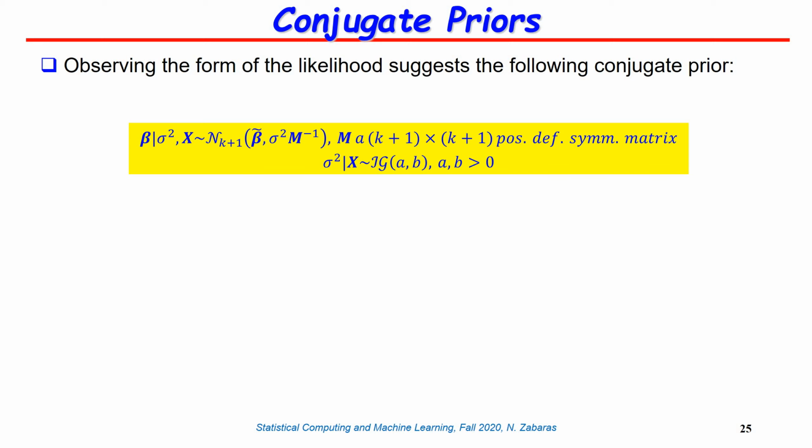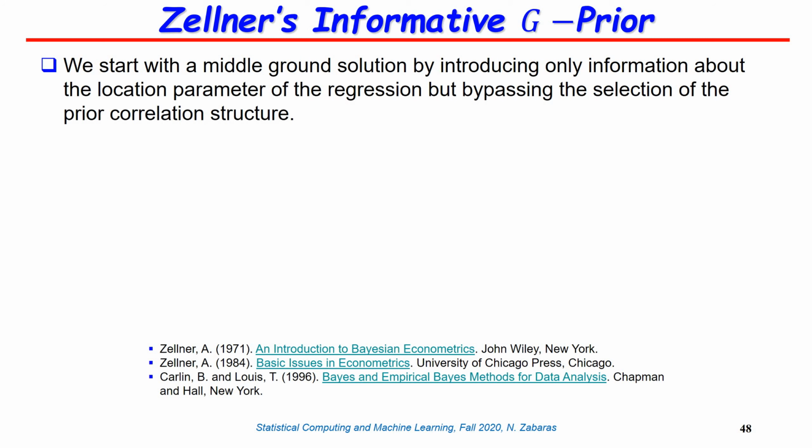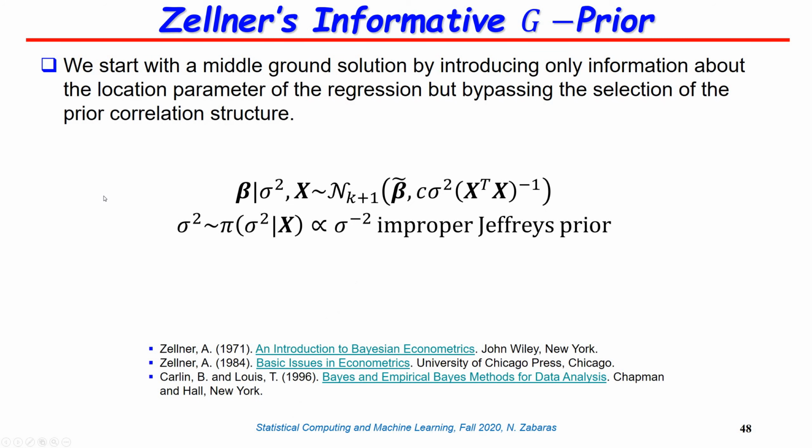We derived the Bayes factors, HPD regions, the marginal likelihood, et cetera. So that's the first model, and then we discussed the Zellner's G prior, which is a particular form of the model we just saw.